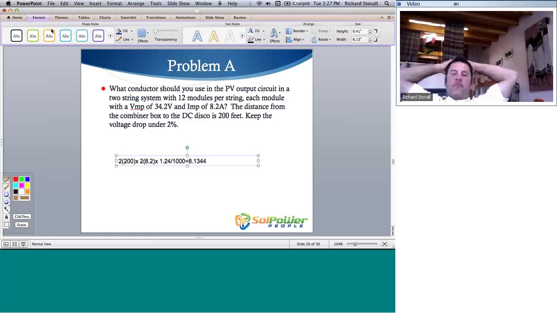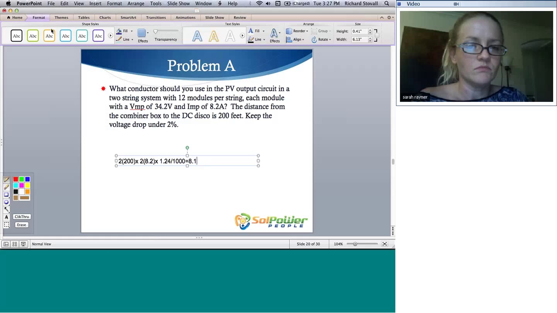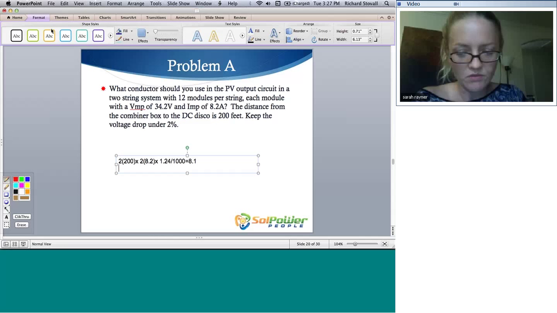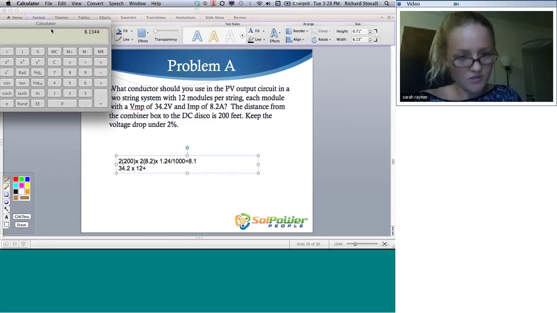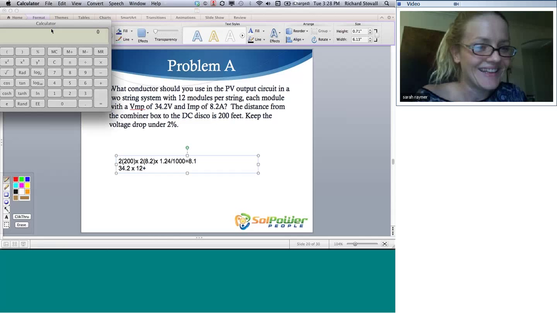We can just take that down to 8.1. My voltage with 12 modules at 34.2 is going to be something altogether different. So I've got 34.2 times 12. That calculator just disappeared, so I'm going to do it on my calculator. 34.2 times 12 for each module. So I've got 410.4.